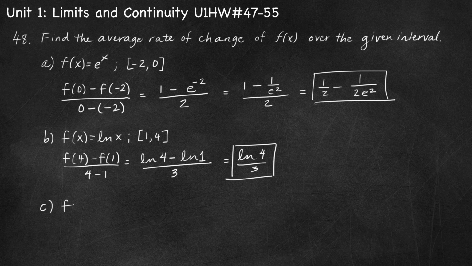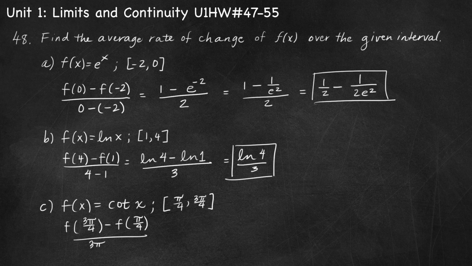Part C, f of x equals cotangent of x on the interval from pi over 4 to 3 pi over 4. Our average rate of change on that interval will be f of 3 pi over 4 minus f of pi over 4 over 3 pi over 4 minus pi over 4.